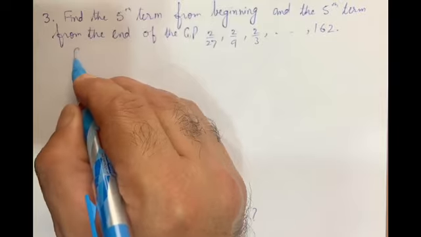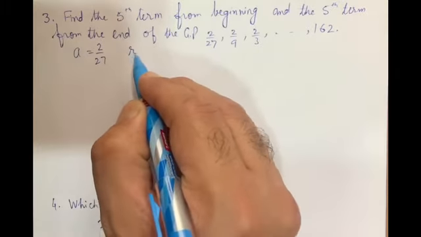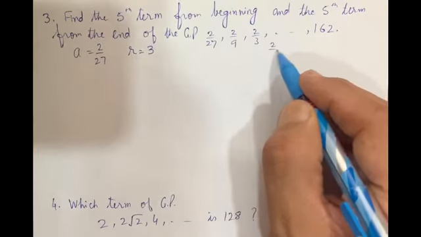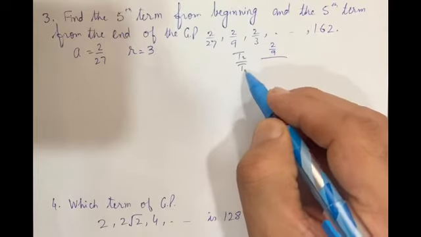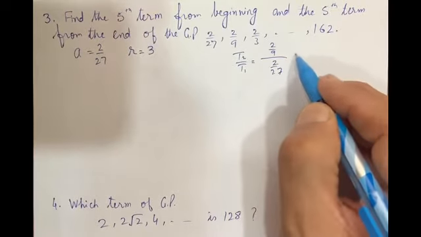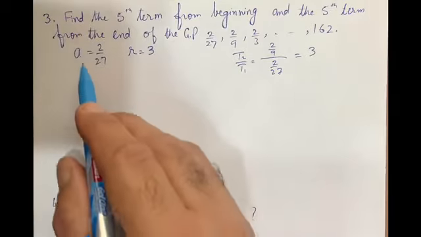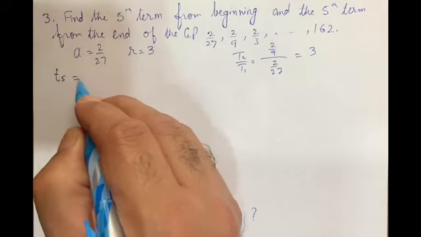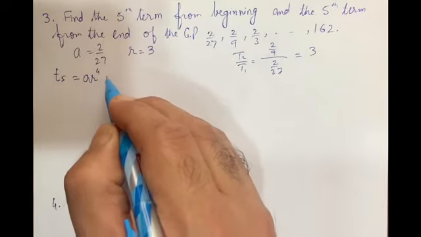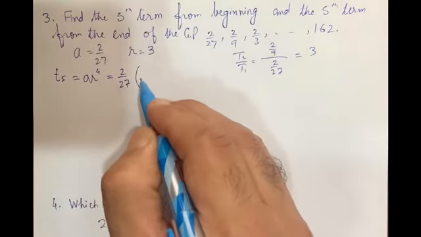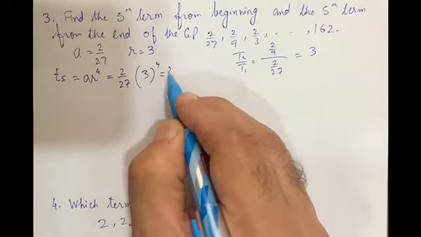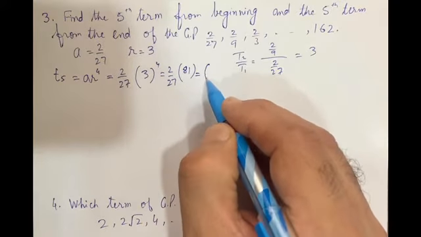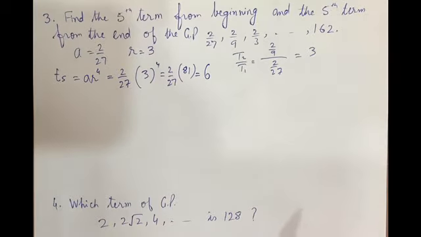Another GP with first term 2 by 27 and common ratio, it's this upon this. So this is 3. 2 by 9 upon, this is second term to first term, upon 2 by 27. So that will be 3. A is known, R is known. We have to find out the fifth term from beginning. So we write T5 as A into R raised to 5 minus 1, that is 4. 2 by 27, R is 3 raised to 4. 2 by 27, this is 81, so this is 6. Fifth term from beginning is 6.